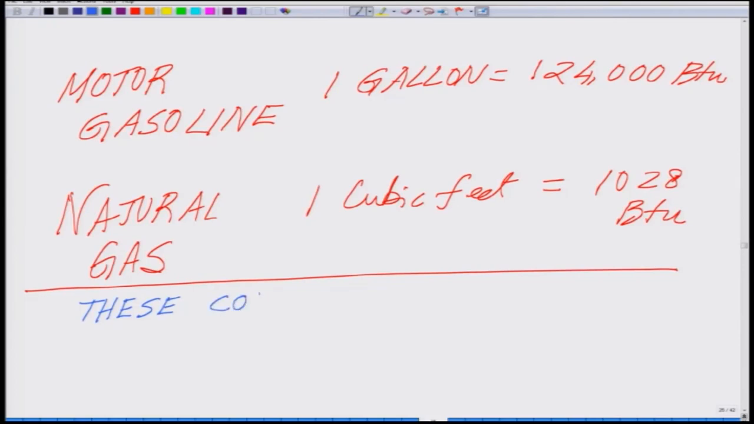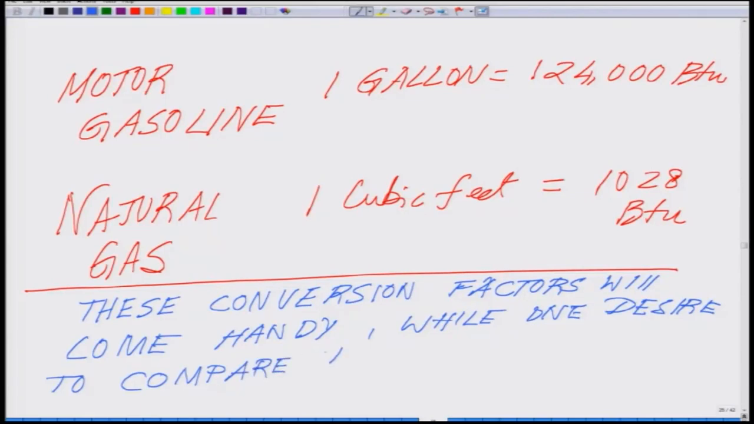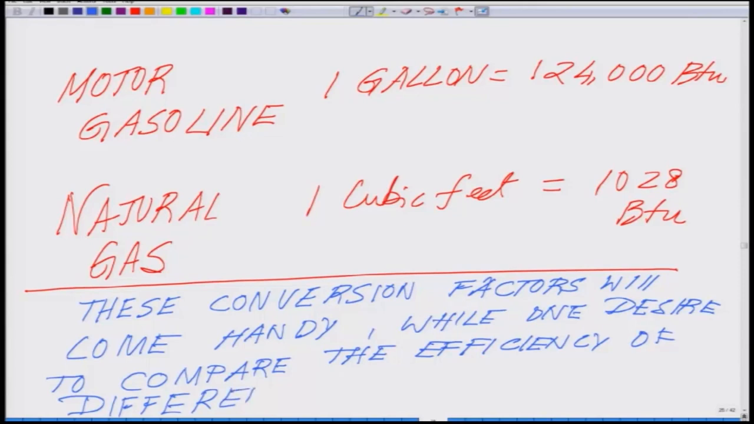Okay. So, what is most important out here, the take home message out here is these conversion factors will come handy while one desires to compare the efficiency of different energy materials. So, this will come very, very handy when we will be talking about how we really can compare different forms of energies which are available to us.